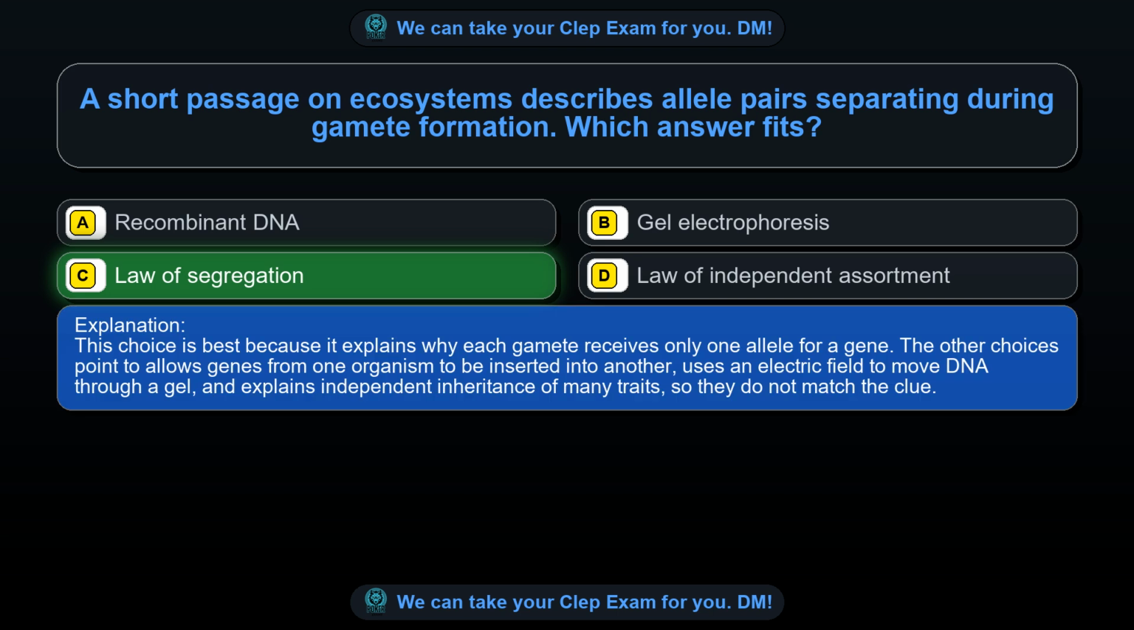This choice is best because it explains why each gamete receives only one allele for a gene. The other choices point to allows genes from one organism to be inserted into another, uses an electric field to move DNA through a gel, and explains independent inheritance of many traits, so they do not match the clue.